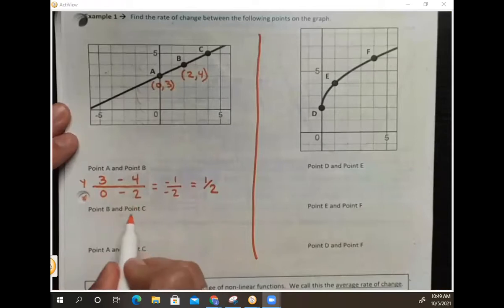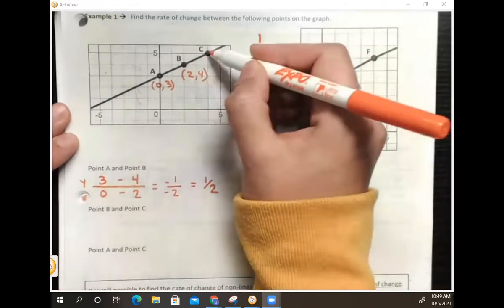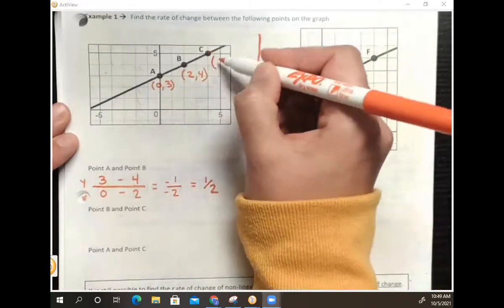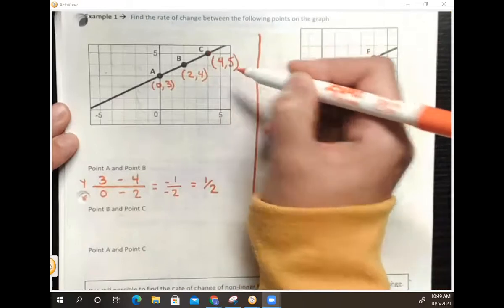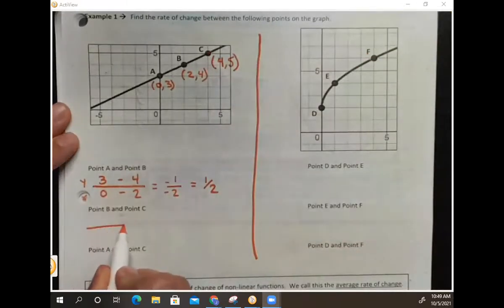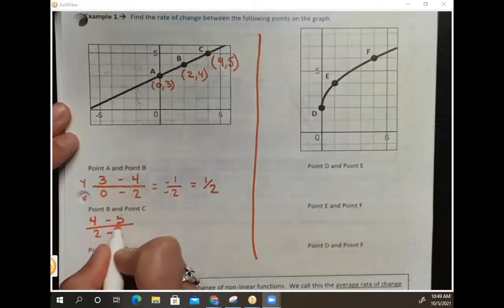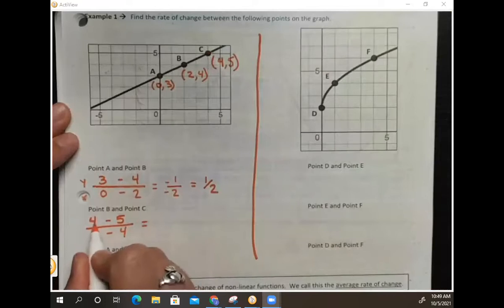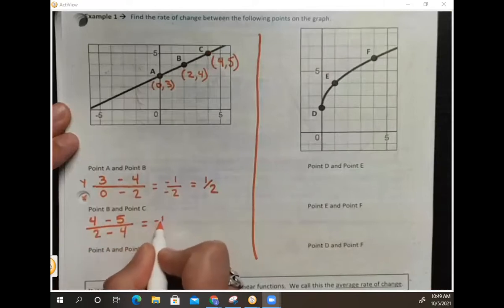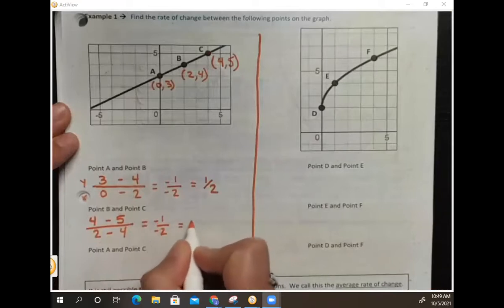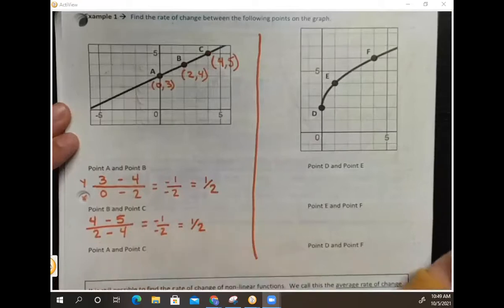Now I'm going to find the slope between points B and C. I know the coordinates for B. Here's C, its coordinates are 4, 5. And I'm going to find the slope. Y on top, x on bottom, so 4 over 2 minus 5 over 4. And then we simplify. So 4 minus 5 is -1. 2 minus 4 is -2. Negative over a negative is a positive. And I've got positive 1/2 for my slope there.